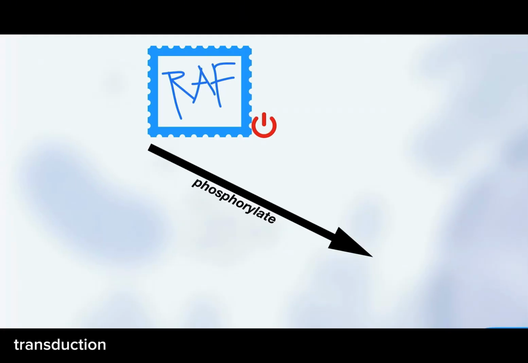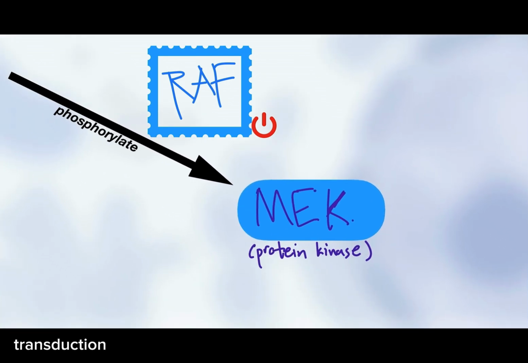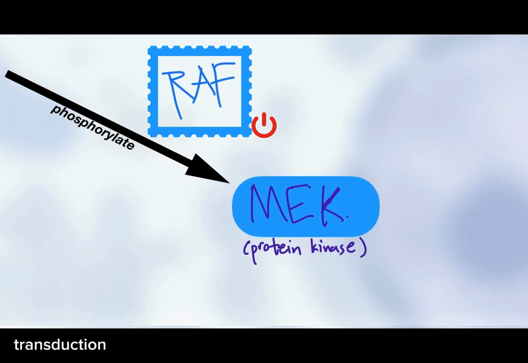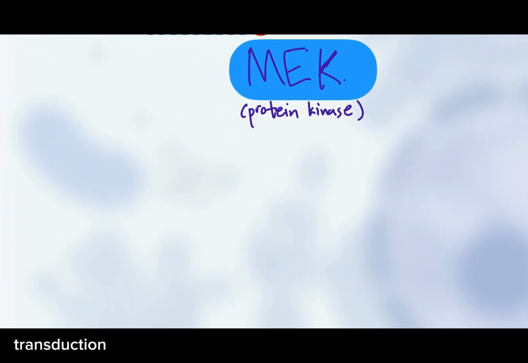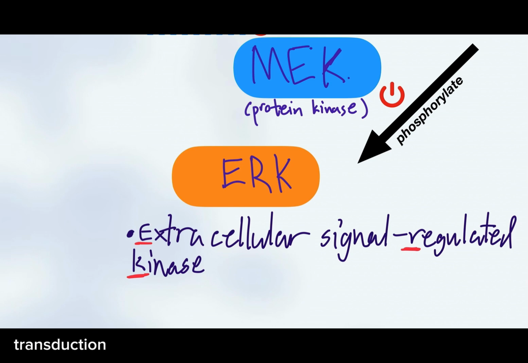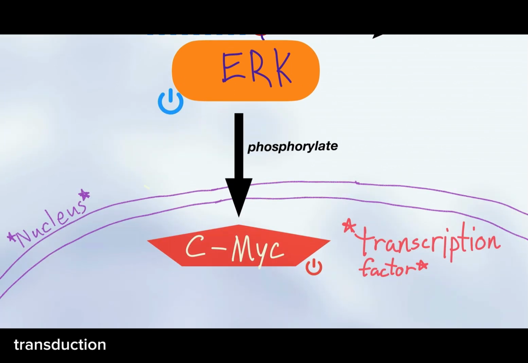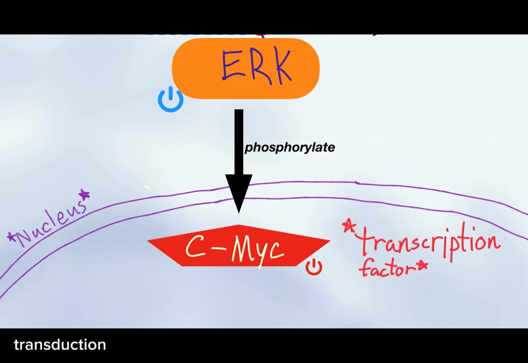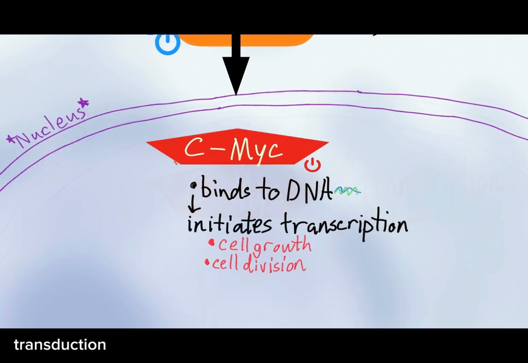Once RAF is activated, it will phosphorylate and activate MEK, which is another protein kinase. And once MEK is activated and phosphorylated, it will activate and phosphorylate ERK, which marks the end of the kinase cascade, which consisted of RAF, MEK, and ERK. But when ERK gets activated and phosphorylated, it can activate and phosphorylate CMYC, which is a transcription factor.